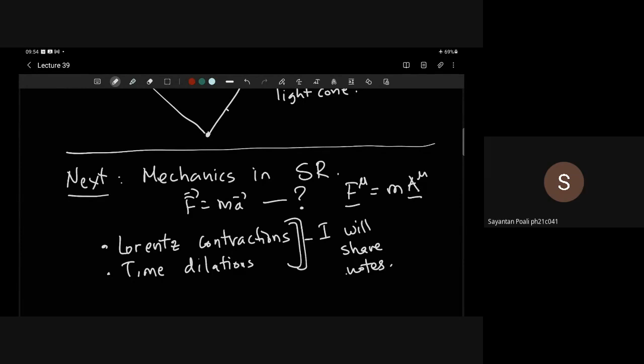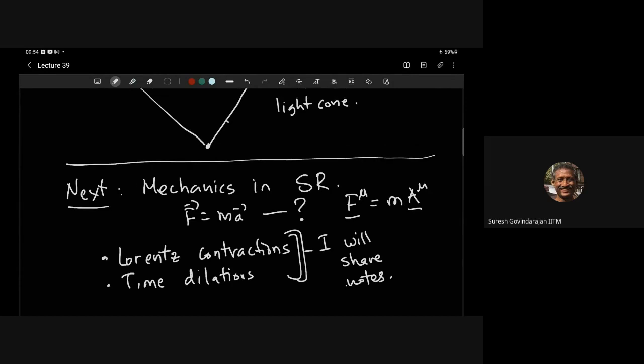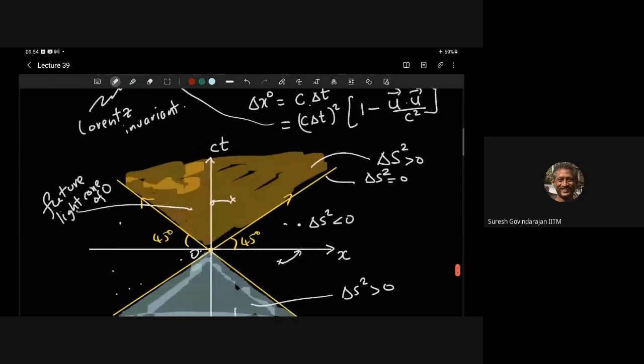Why is delta S square greater than 0 called a future cone? No, it's not just that. It's delta S square greater than 0 and the sign of delta t. That's the Lorentz invariant, which is greater. But the delta S square less than 0, that portion I was asking.